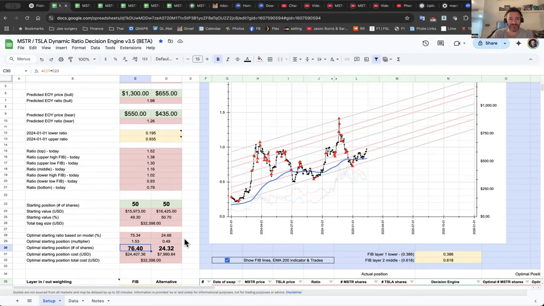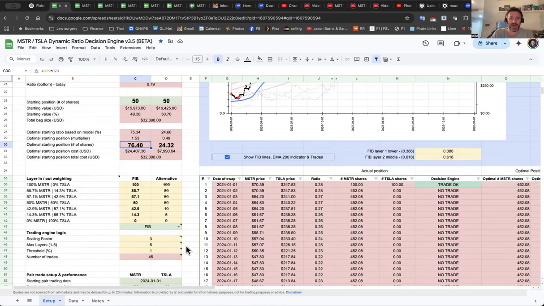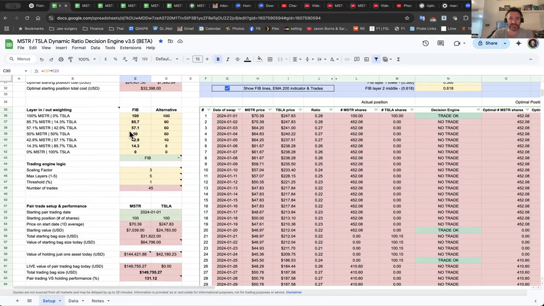Hopefully that makes sense. Moving down, this is the new part. On the left-hand side, you've got settings and also information about the performance of the pair trading. And on the right-hand side, you've got a table with all the dates and all of the corresponding prices for these dates, and then the ratio for MicroStrategy divided by Tesla. So what you can do is enter a starting date. At the moment we've got January 1st last year. That populates that date in this cell, and then it will update all these dates going downwards.